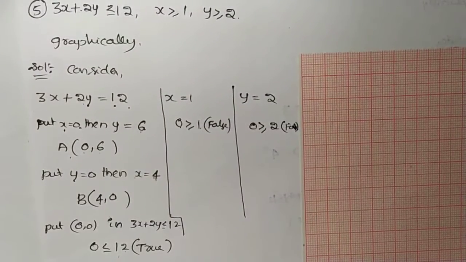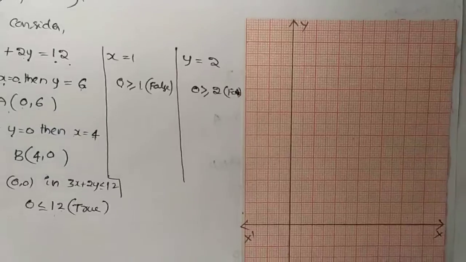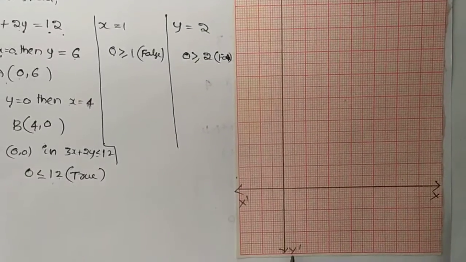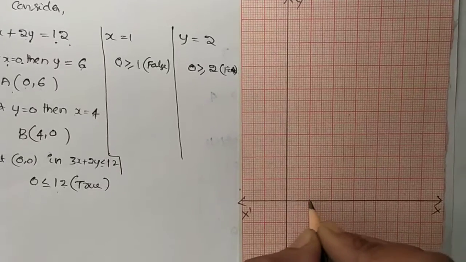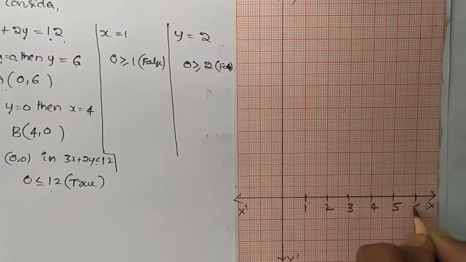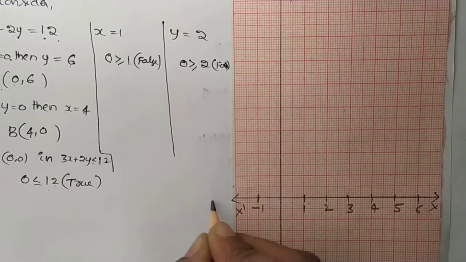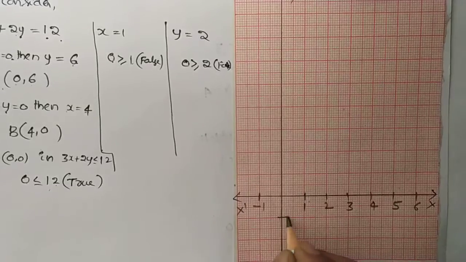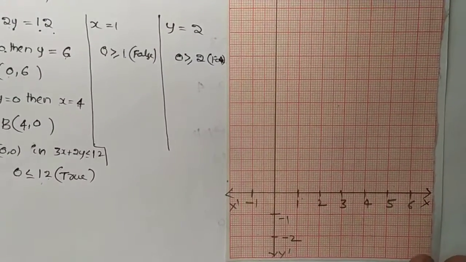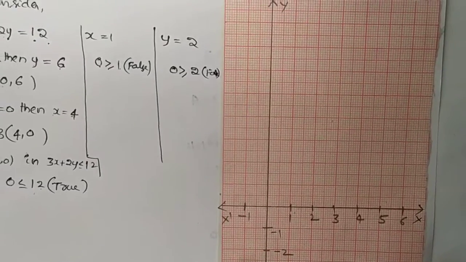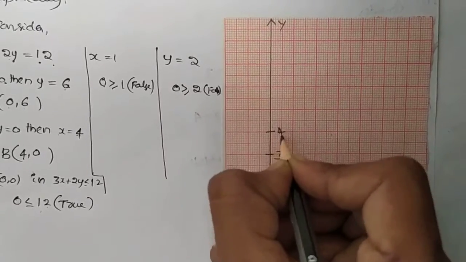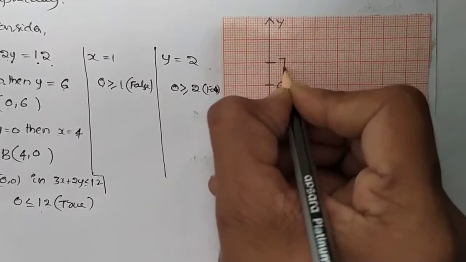Now, take a graph sheet. Let us take a graph. It is positive x-axis, negative y-axis. So, negative x-axis, positive y-axis and negative y-axis. Take the values on x-axis. 1, 2, 3, 4, 5, 6. Take the values on negative x-axis. Minus 1, minus 2, minus 3, minus 4, minus 5, minus 6 and so on. Next, take the values on negative y-axis. Minus 1, minus 2, minus 3, minus 4, minus 5, minus 6 and so on. I don't have the space, so that I am not writing those values. Next, take the values on y-axis. 1, 2, 3, 4, 5, 6, 7.